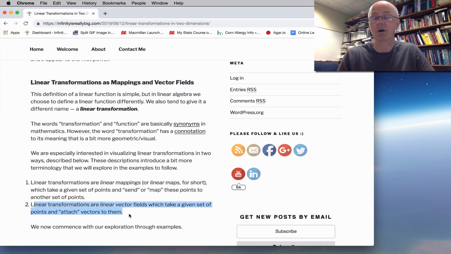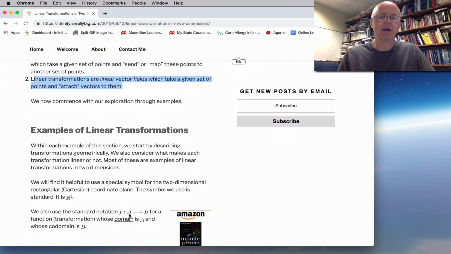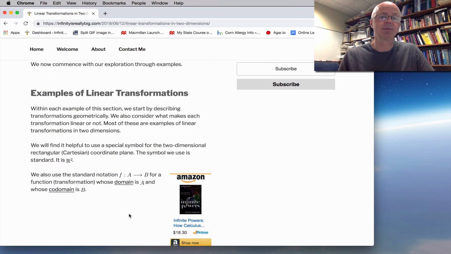to visualize them as what are called linear vector fields, which take a given set of points in the plane and attach vectors to them. You'll see what I mean when we get there. That's going to be less important for us, but we will still talk about it in the book. It's important for the application of differential equations, which is very near and dear to my heart. All right, so again, we're going to explore through examples.